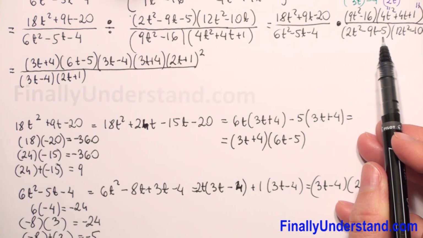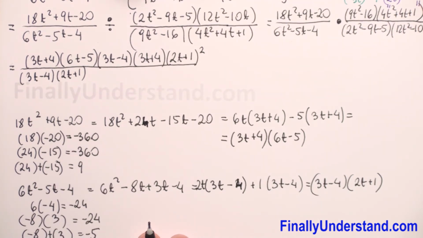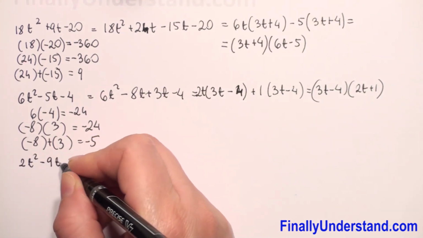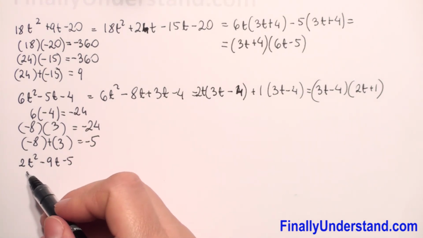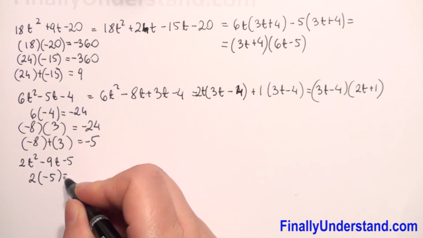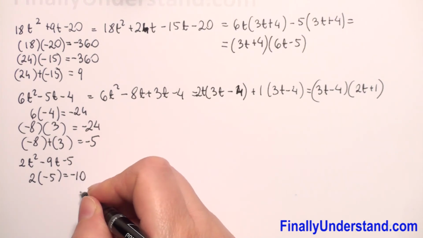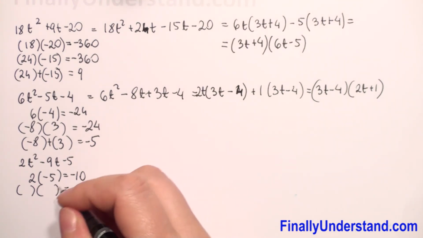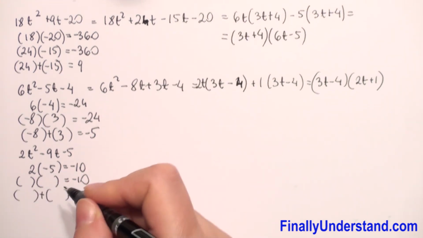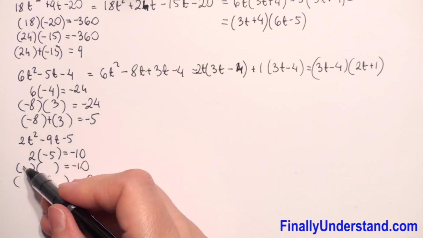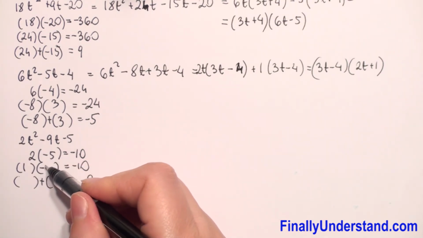So let's check if we can factorize this by using the grouping method. So let me copy. We have 2t squared minus 9t minus 5. So the coefficient before t squared is different than 1, so I have to multiply 2 times the constant, negative 5. So this is equal to negative 10. Next, I have to find two numbers which I multiply, and I will have negative 10. And when I add them, I will have the coefficient before t, this is negative 9. So it will be 1 and negative 10.